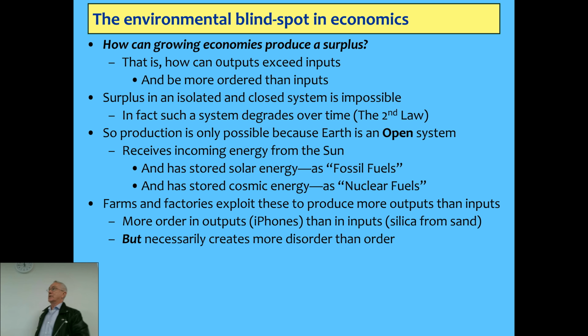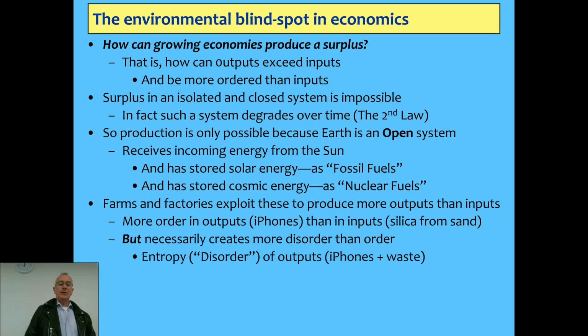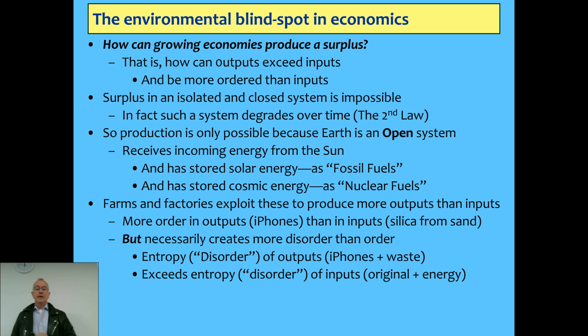But given that the laws of thermodynamics are completely unbreakable, they're total laws, not like a speed limit you can break, or the law of demand, which is always broken. You cannot break the laws of thermodynamics. So we must be creating more disorder than order. The entropy, the disorder, has to be greater than the order we've created in the products we manufacture. So entropy exceeds the order of the original input.